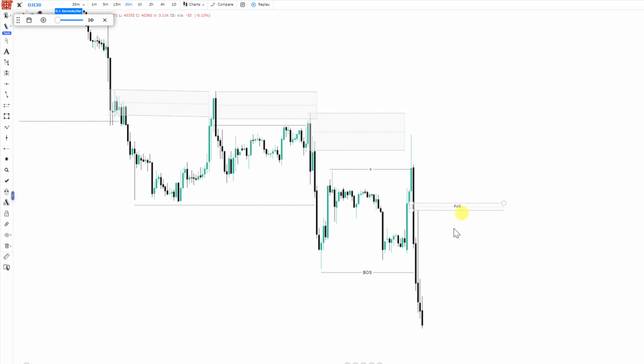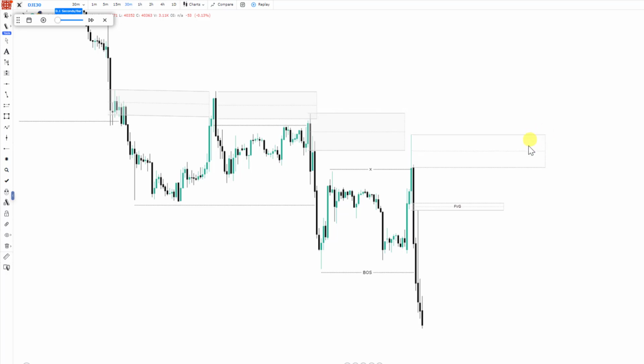I have my fair value gap, I have the break of structure to the downside, and price took liquidity before it drops to the downside. And remember, the order flow is also bearish. So this is enough confluence to enter the market. Now at this particular point, this is where I marked my point of interest, marking this supply level.